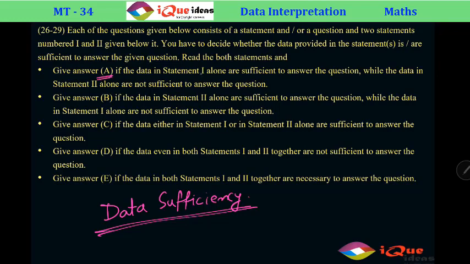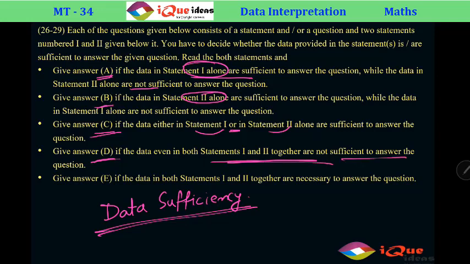Here, option A is defined as statement 1 alone is sufficient, but statement 2 alone is not sufficient. Option B is defined as statement 2 alone is sufficient, statement 1 alone not sufficient. Option C has to be marked only when either one of them is sufficient to answer the question. Either statement 1 or statement 2 alone is sufficient to answer the question. And option D will be marked only when both statements 1 and 2 together are not sufficient. Even if they're together, not sufficient. And option E will be marked when both together are sufficient to answer the question. So now let's take up the questions on the basis of this.